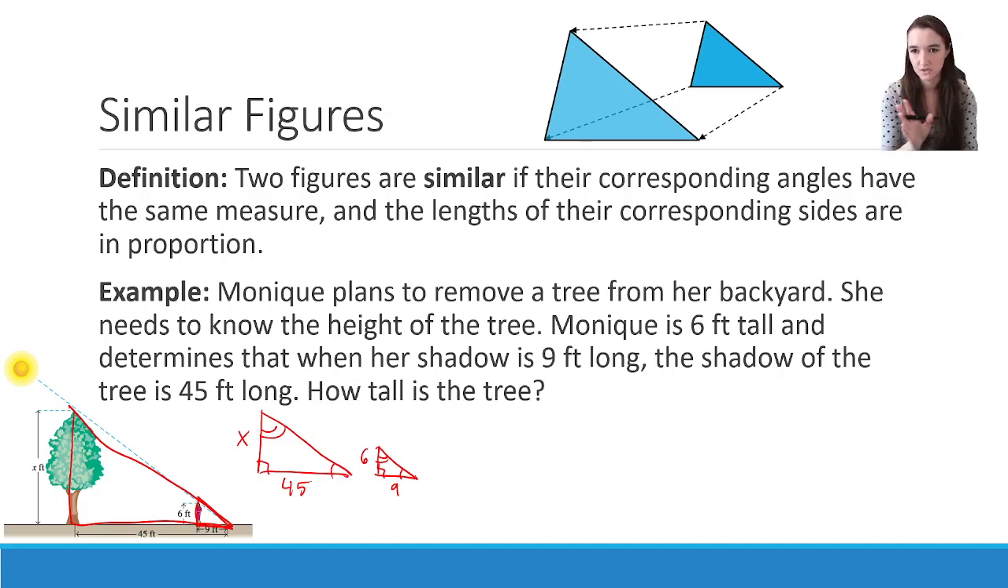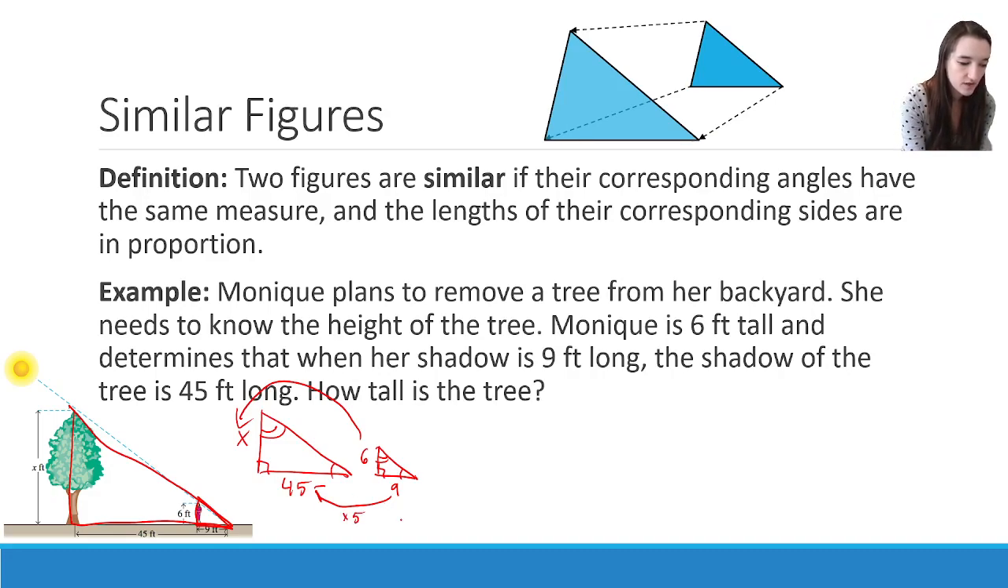So triangles have this special property. Now, how do we figure out what x is? Well, if we can figure out how to get from 9 to 45, then we can figure out how to get from 6 to x. That's essentially what we're thinking about, the scale between these. So how do I get from 9 to 45? I multiply by 5. So to get from 6 to x, I'm going to do the same thing, meaning that x will end up being 30.